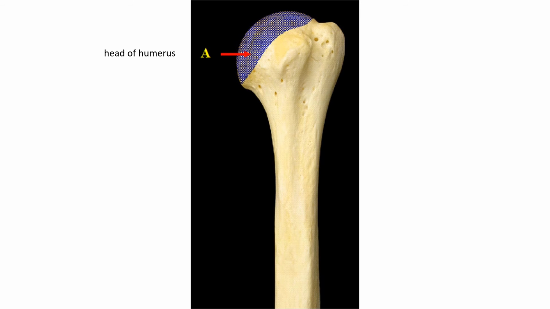Now, I need to know more about the head of the humerus. The basic facts are that, first of all, it articulates with the glenoid cavity. Then it is covered with hyaline cartilage. It is less than half a ball, half a sphere, and it is facing medially and upward to match the direction of the glenoid fossa.